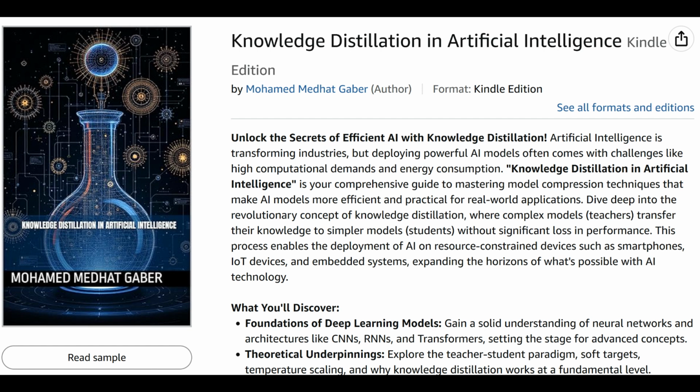So how do we mathematically encourage the student to match this softened landscape? We use a specific type of loss function. One of the most common is the Kullback-Leibler divergence, or KL divergence. KL divergence. Okay, what does that do? It measures the difference, or the distance, between two probability distributions. In our case, we use it to measure how different the student's softened probability output, using the same high temperature T, is from the teacher's softened probability output.